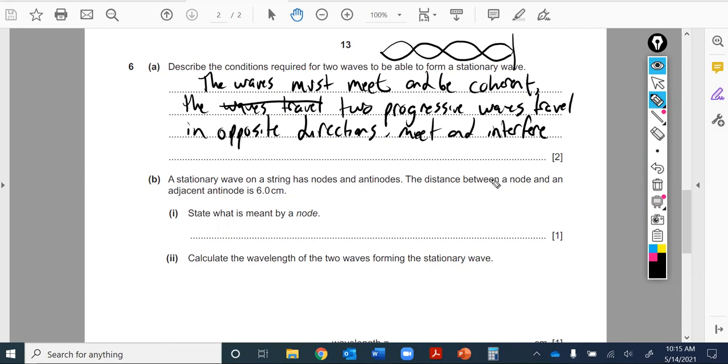A stationary wave on a string has nodes and antinodes. The distance between a node and an adjacent antinode is 6 centimeters. State what is meant by a node. So it is no displacement. It's an area on the stationary wave that is no displacement.